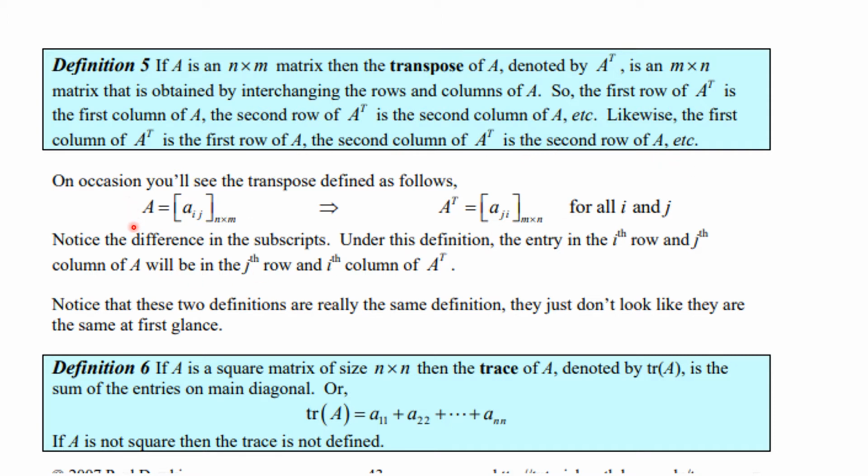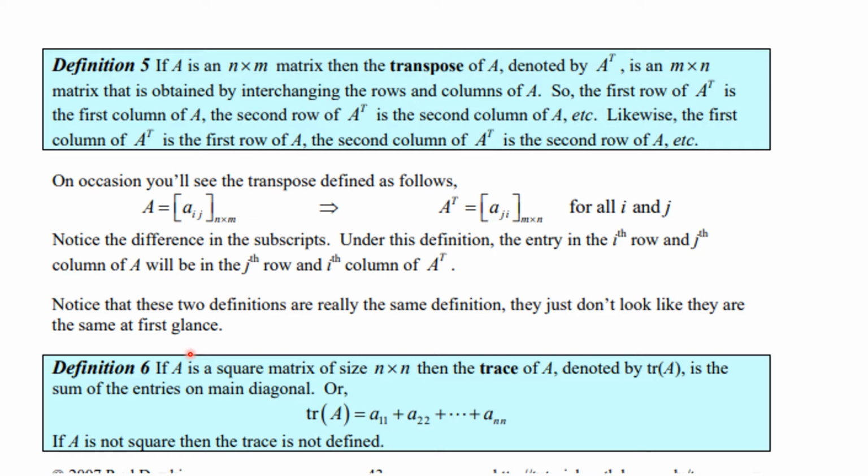Now, sometimes you'll see it defined this way. A is Aij, and notice I'm making note of the fact that this is an N by M matrix. So the transpose is, notice that these are reversed, so this is Aji, where i and j were what was defined here, and now the dimension is M by N, for all i, j. Now notice the difference in subscripts. Under this definition, the entry in the ith row and jth column of A will be in the jth row and ith column of A transpose. Notice that these two definitions are really the same definition, but they don't necessarily look like the same thing at first glance.